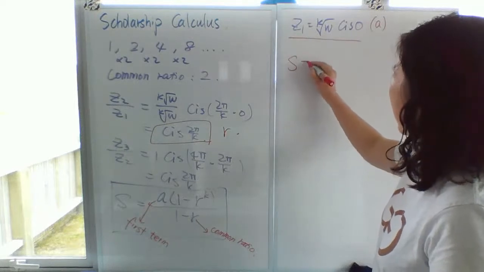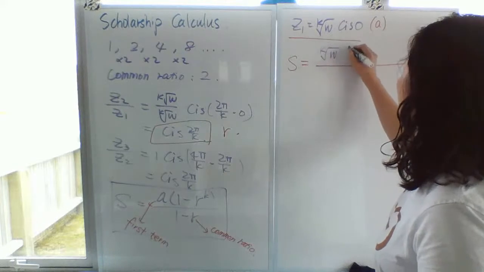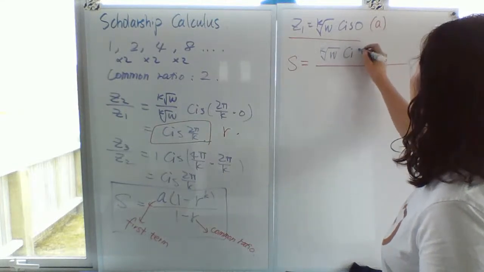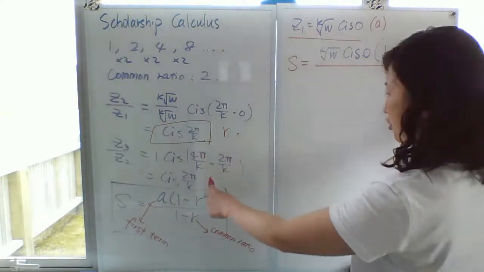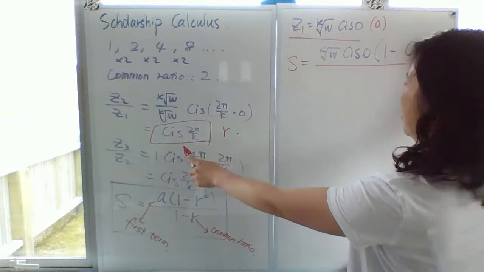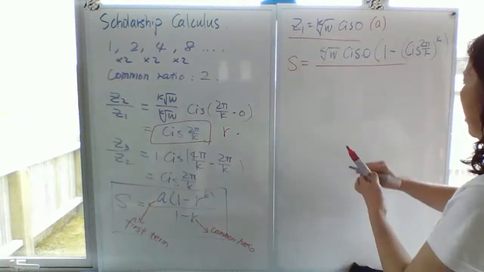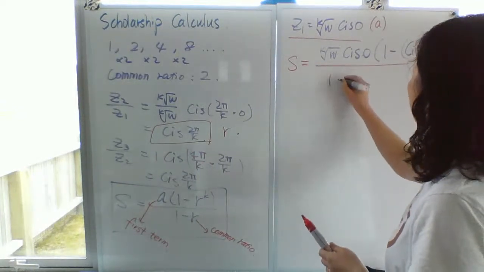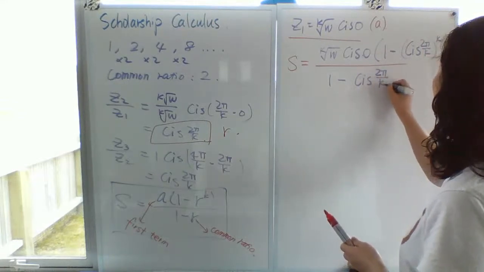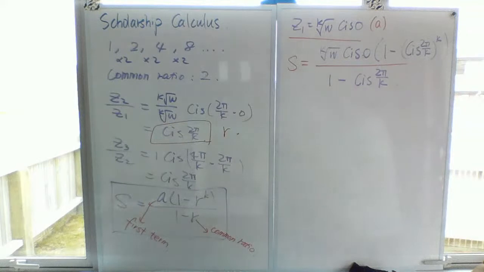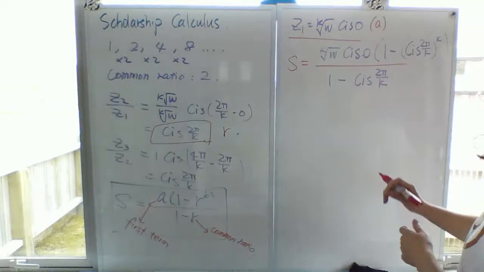Now let's do this. The sum is equivalent to Z1 times 1 minus, and the common ratio is cis 2 pi over k, to the kth power, and divided by 1 take away R, which is cis 2 pi over k. Now, let's just keep working on this.